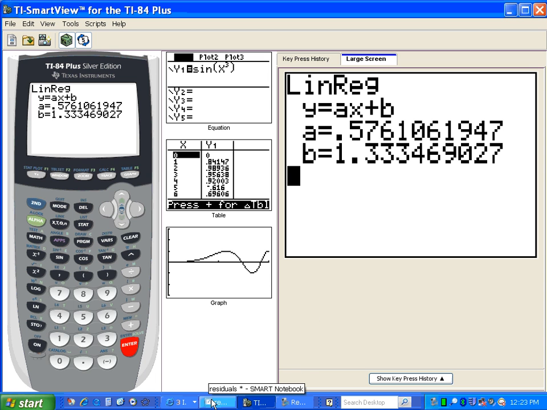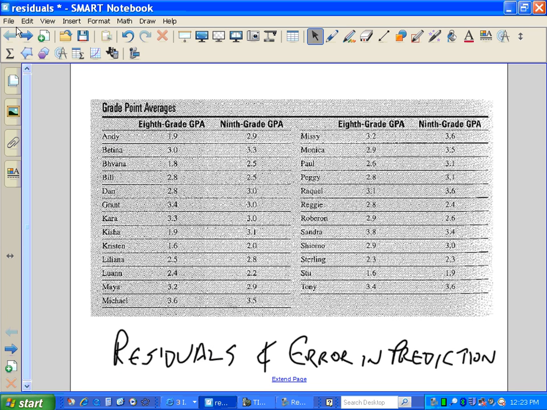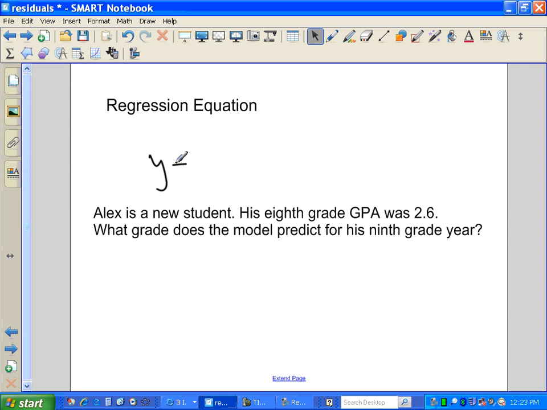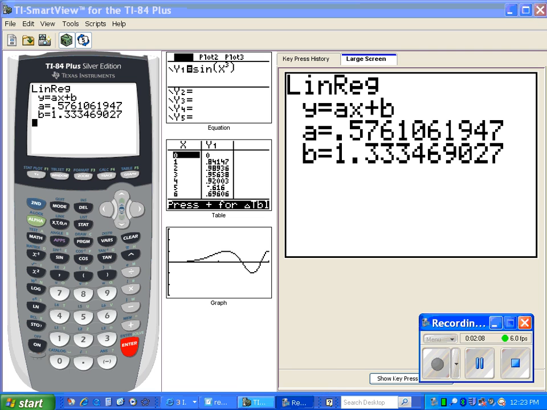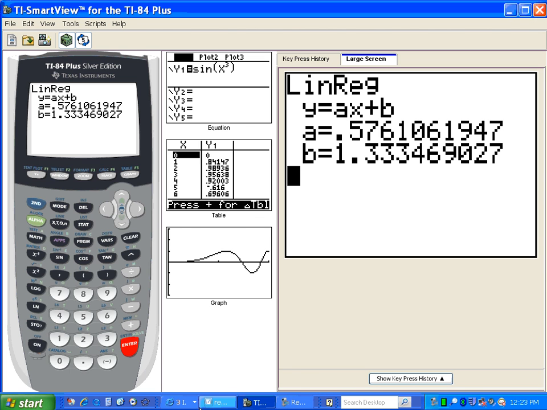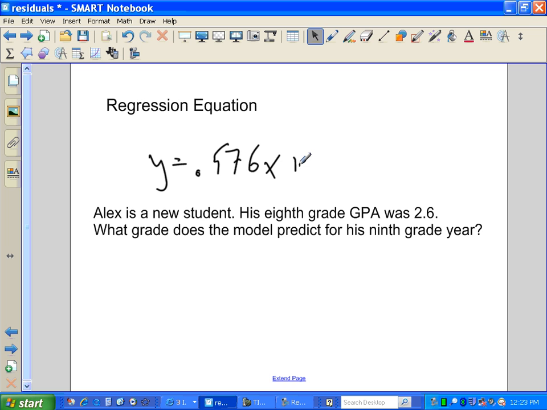So the equation is y equals 0.576x plus 1.33. Okay, so this is my rate of change, 0.576. It means that every time my 8th grade point average goes up by a point, my 9th grade goes up by about half a point. That's what they're talking about.